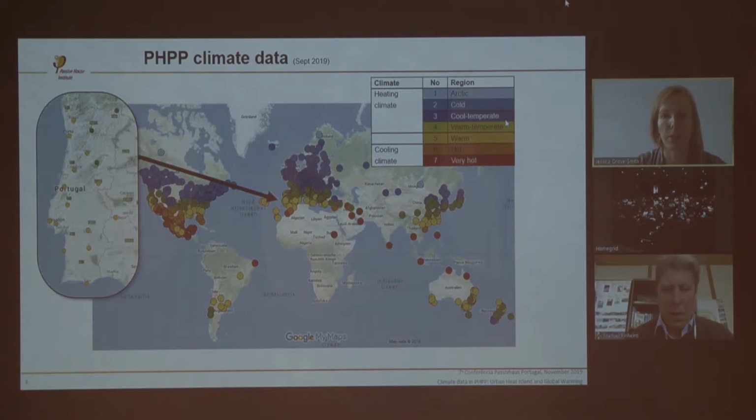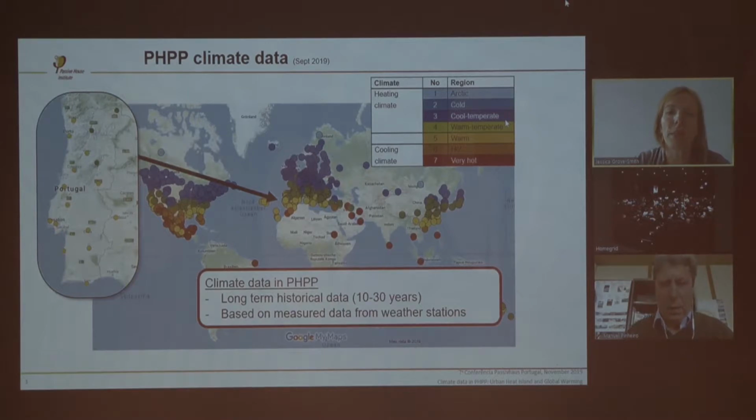The PHPP climate data generally is based on historical data, so on long-term data. A minimum of 10 years, 10 to 30 years is the period that you need to describe a climate rather than just a year's weather. And we base the data, where possible, on measured data from actual weather stations or satellite data. So it's actual measured climate data that we use as boundary conditions.